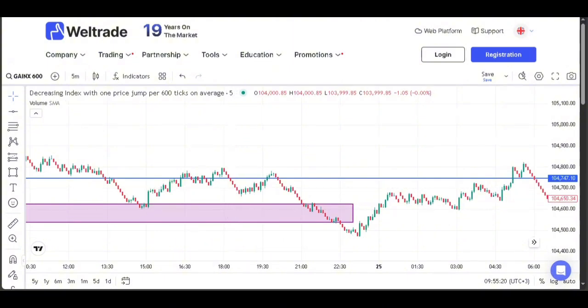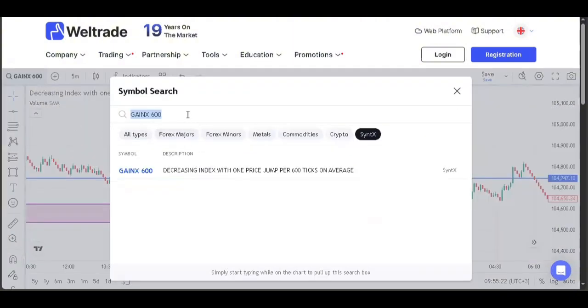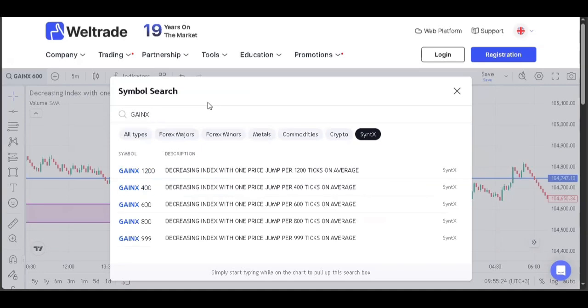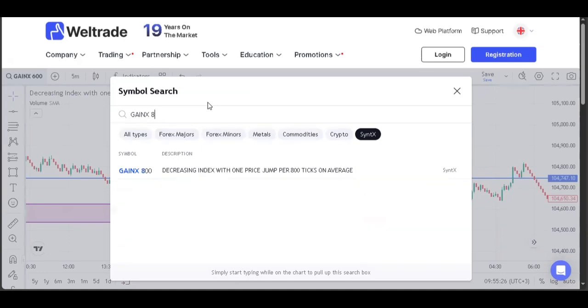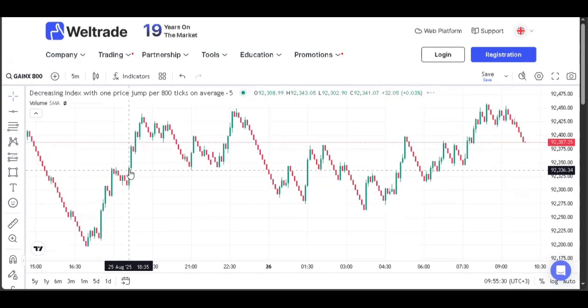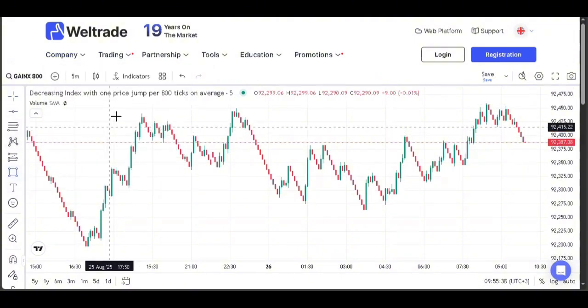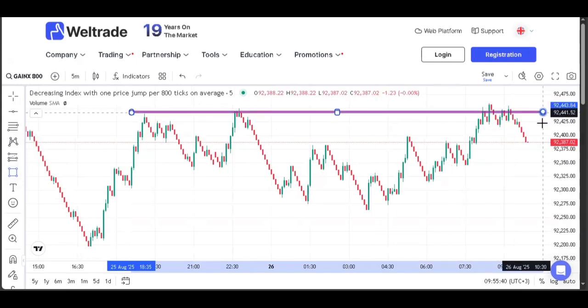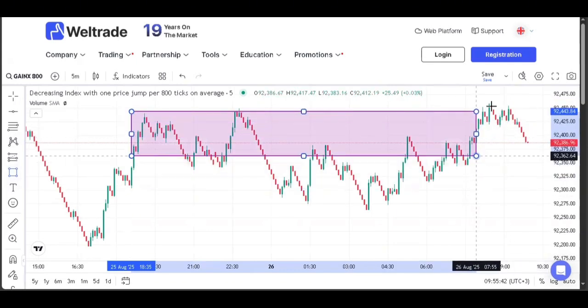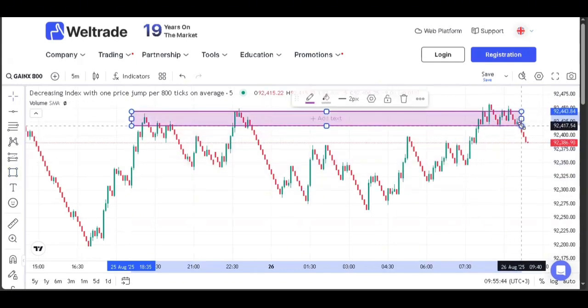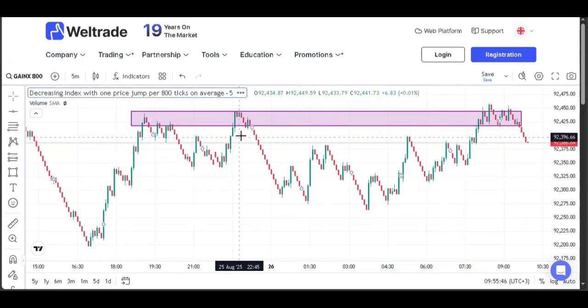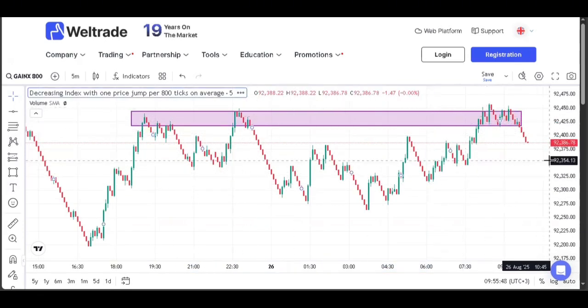Okay, so I'm going to check another pair. Let's check Gain 800. This is our Gain 800. I want to show you something. Here we can all see that around this zone there's a lot of rejection, guys. There's a lot of resistance. That's why the market rejected around this area and started to sell.